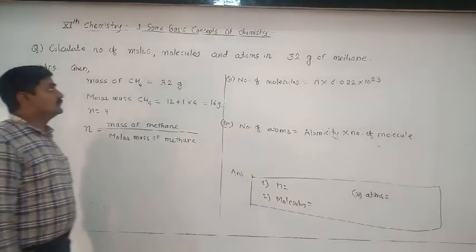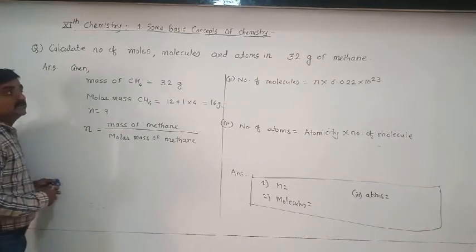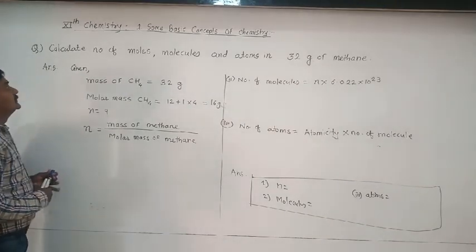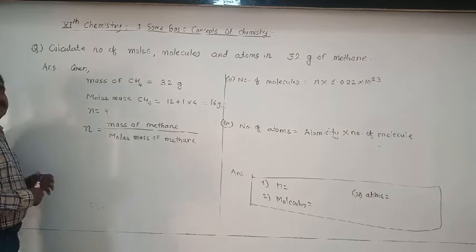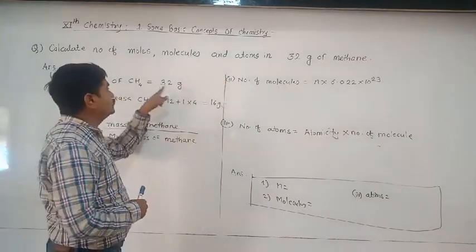Starting with numerical number 1. Calculate number of mole, molecule and atoms in 32 gram of methane. First, write down given mass of methane. Mass of methane given is 32 gram.